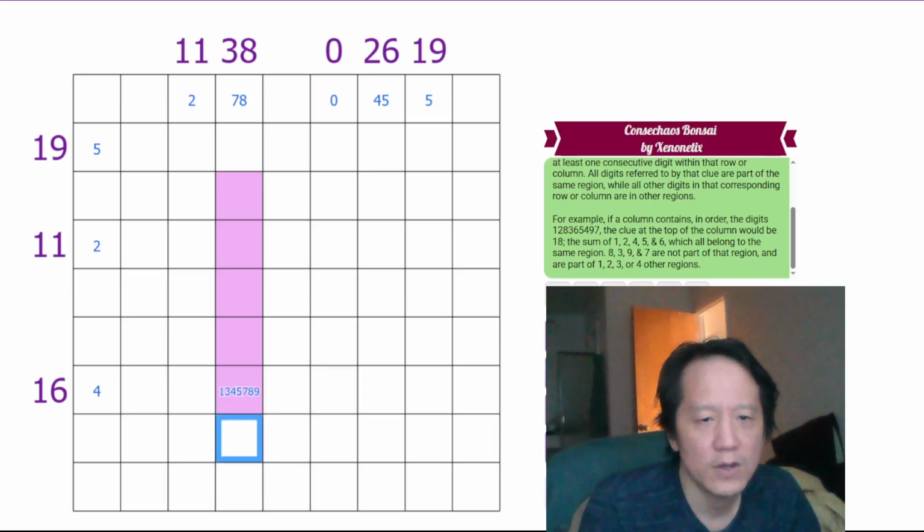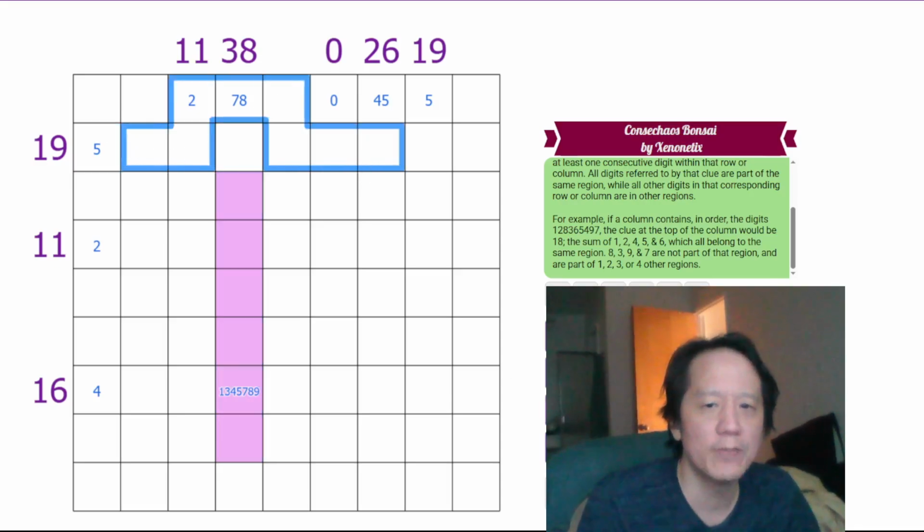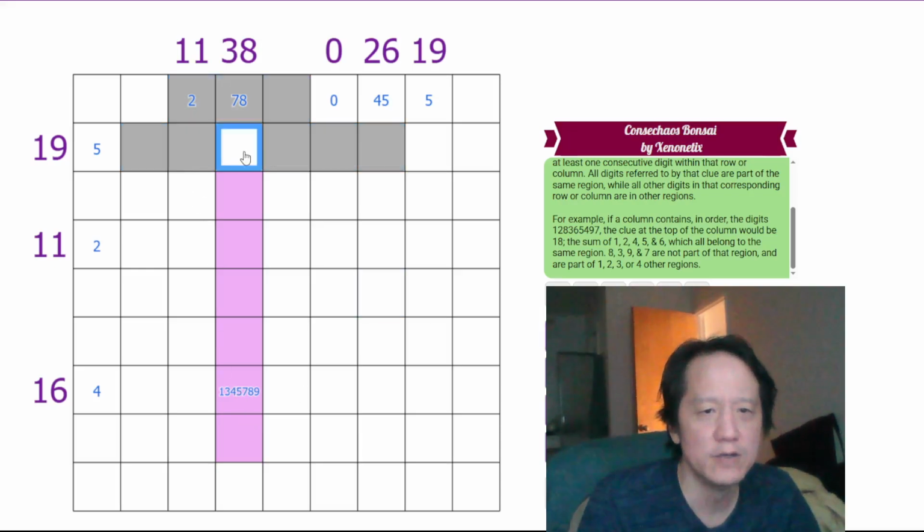Okay. Well, we do know that this has to be part of this region here. We know that guaranteed, because either this blocks here or this goes this way. Okay, so what happens if it goes that way then? So then we know this is pink. We're assuming this, basically.